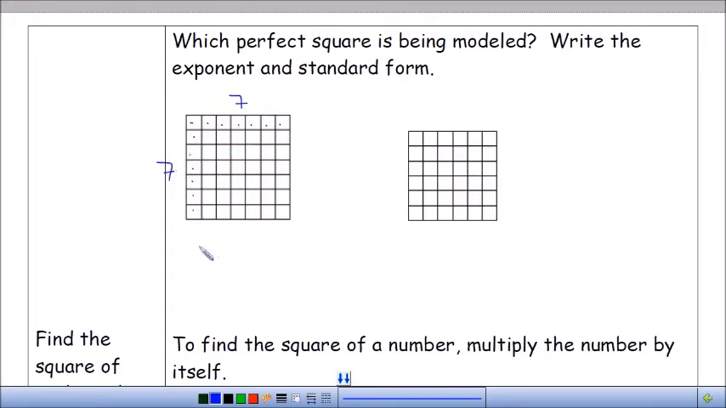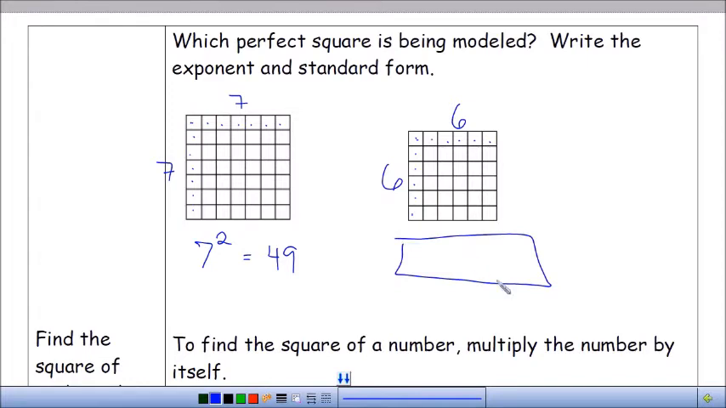So that means 7 times 7 would be my problem that I would be working here, and 7 times 7 is the same thing as 7 squared, which equals 49 total squares. If you count them all, you get 49 squares. Okay, on this one you have 1, 2, 3, 4, 5, 6, and 1, 2, 3, 4, 5, 6. So I'll let you figure out what goes in this spot right here. Okay, remember, exponent form and standard form.